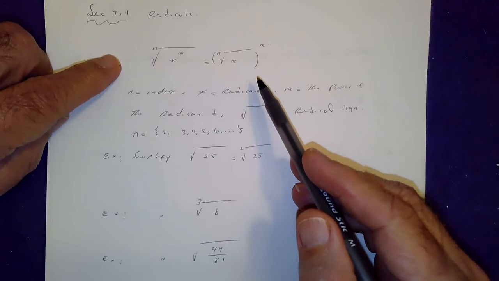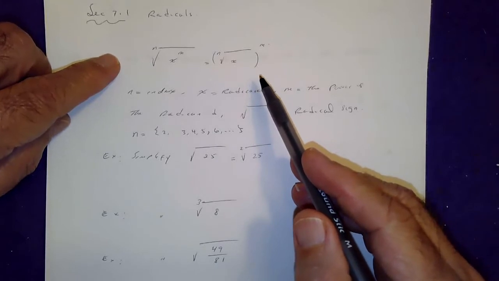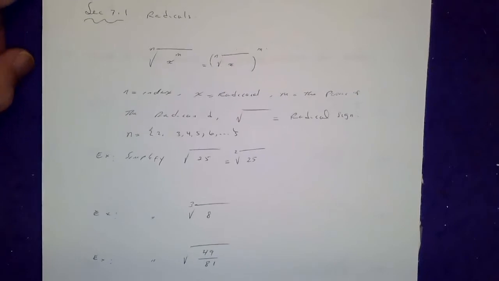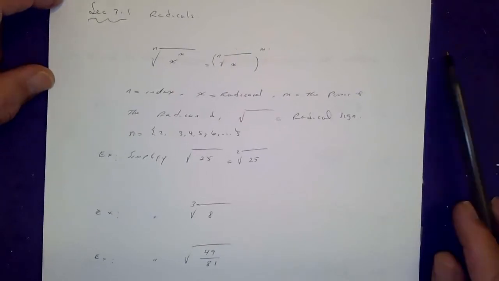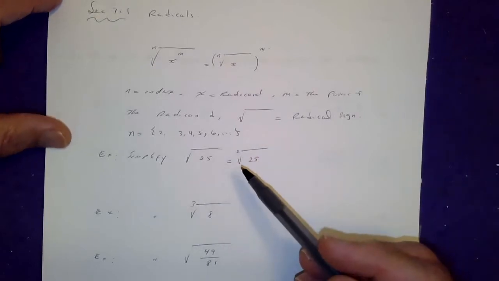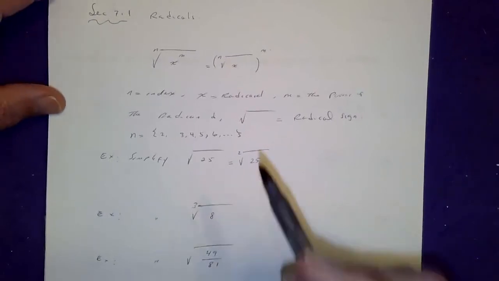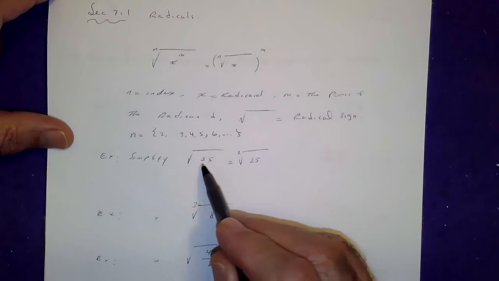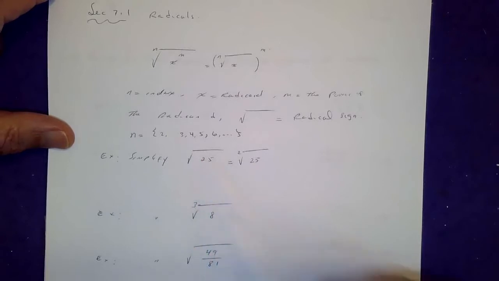I call radicals anti-exponents. Later on, when we deal with exponents, radicals undo the exponents. Basically, this is what a radical does. Let's say you have been asked to simplify the so-called square root of 25.